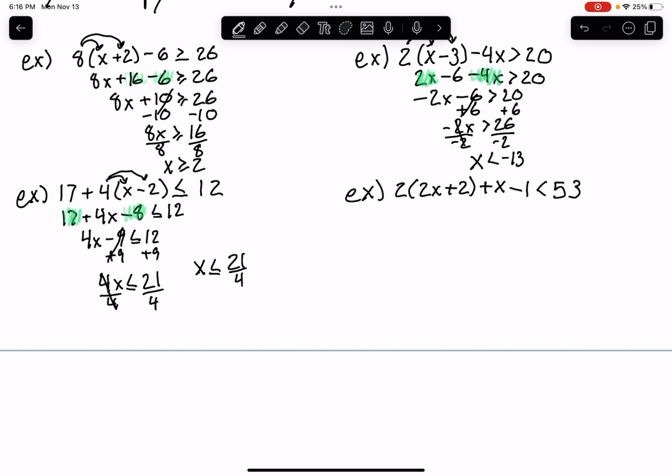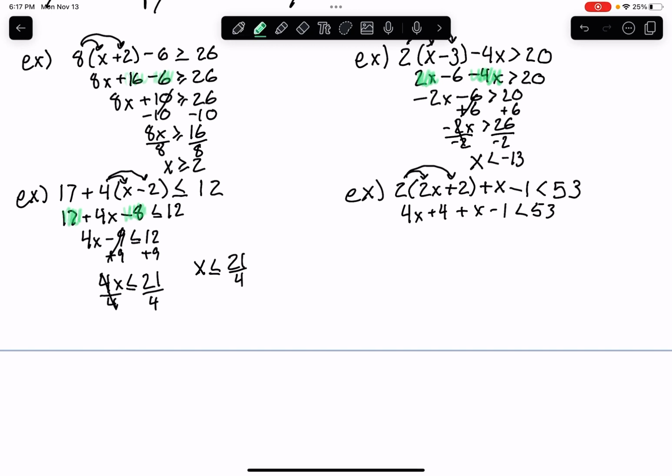And finally, we've got a little bit extra here just to hit that home of combining all of our like terms. So here we go, distribute 2 times 2x and 2 times 2 will give us a 4x plus 4 plus x minus 1 less than 53.